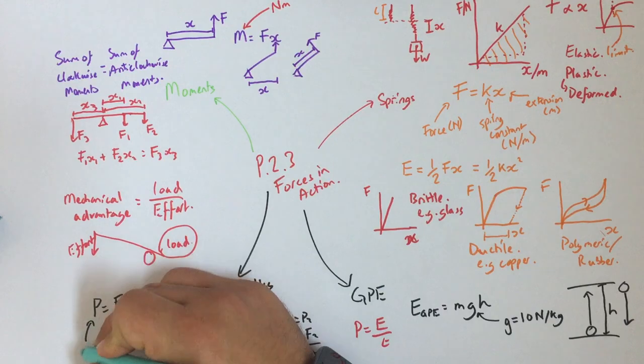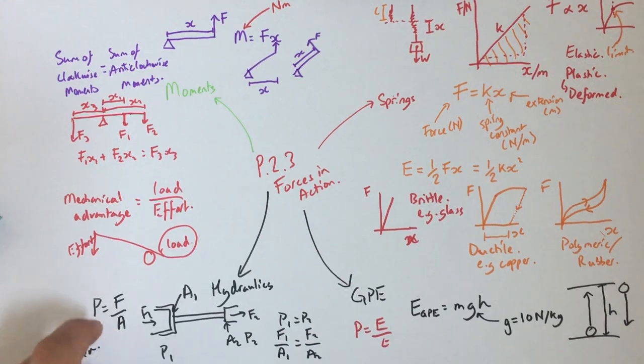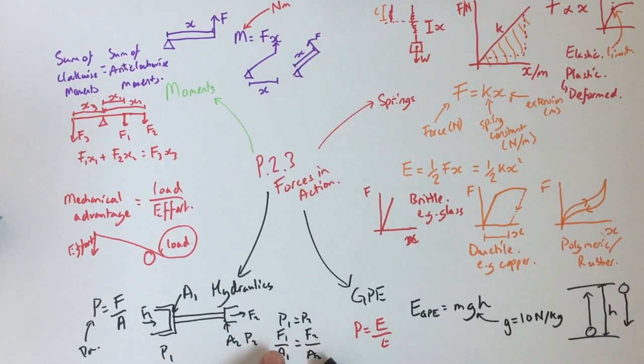Also, I'll just mention the unit for pressure is the pascal, or newton per meter squared. So area is in meters squared, and force is in newtons. When you use this equation, it doesn't actually matter what the unit is for area as long as it's consistent. So you could do this in centimeters squared for each one as long as they're both centimeters squared.